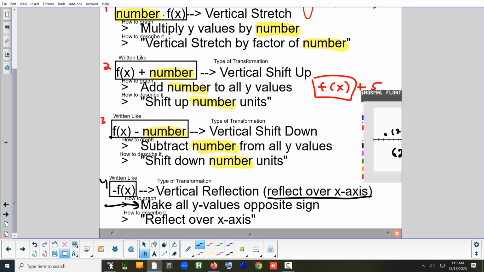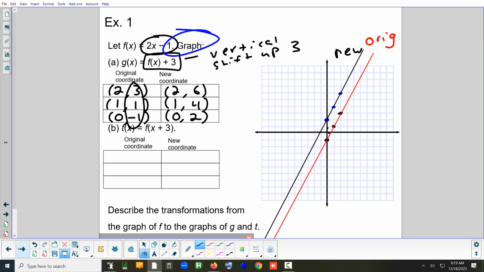Box 4. And what does it say to do under the how to graph column? That's the how to describe it, yes. So it is, and I think that's the next part of the question actually, describe. So we are going to write that down, but we need the how to graph part. Make all y values the opposite sign.